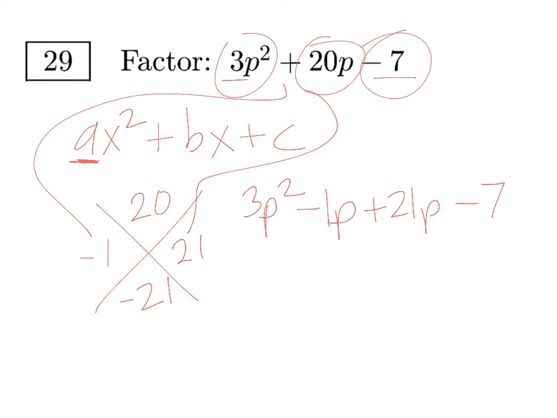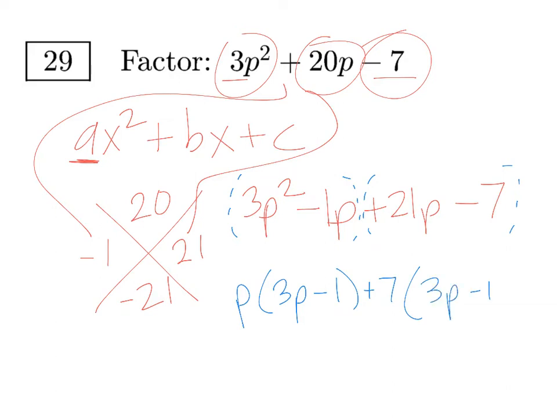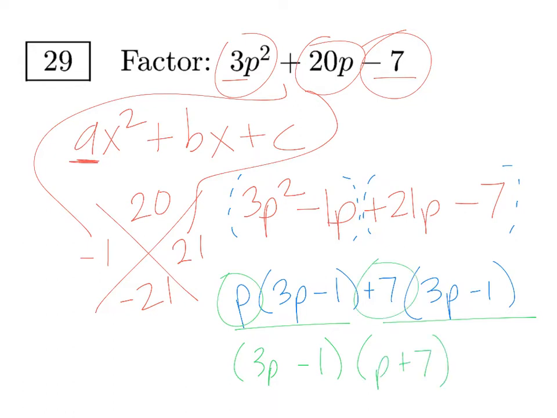Alright, so now I'm going to group. From the first group I factor out a p. I'm left with 3p minus 1. Out of the second group I factor out a 7 and I'm left with 3p minus 1. Both of these two terms share 3p minus 1 in common, and I'm left with p plus 7. And you know if you did it right, by simply foiling, it'll take you back to what you originally started with. Done.